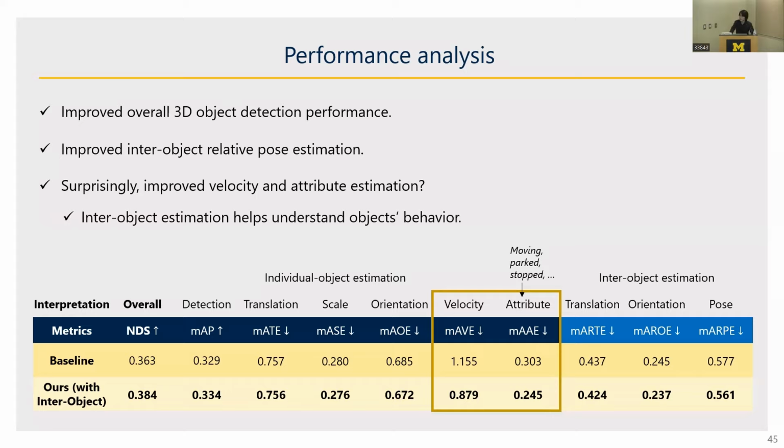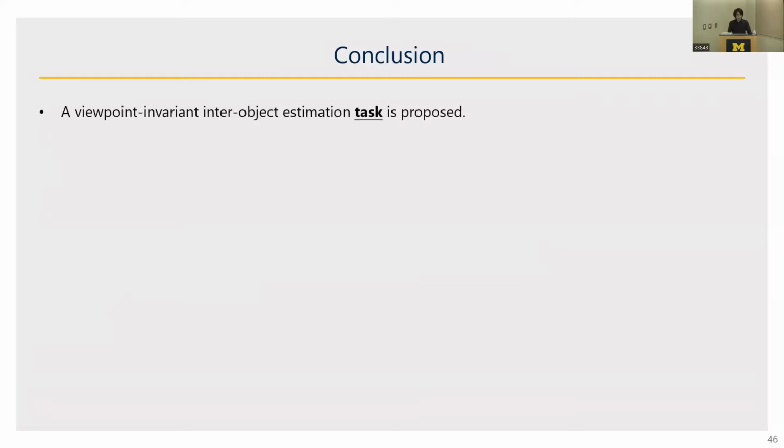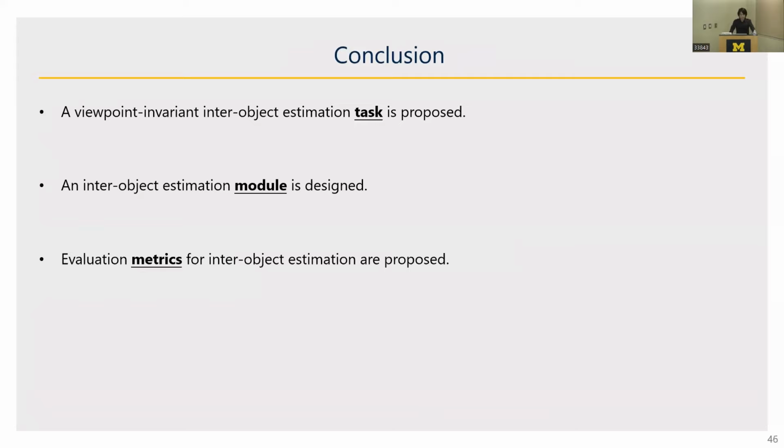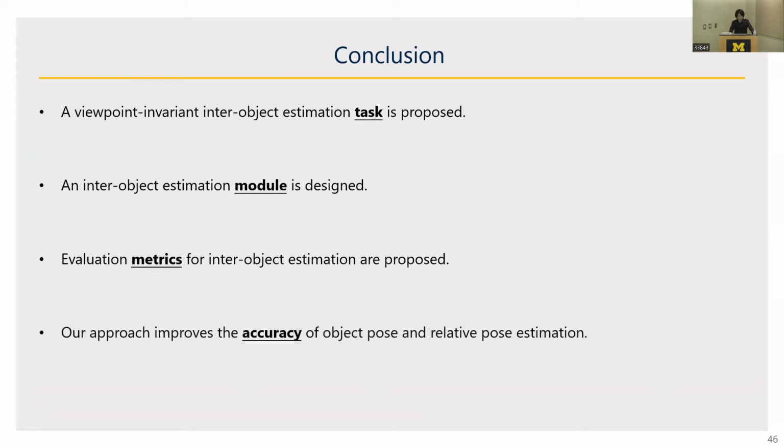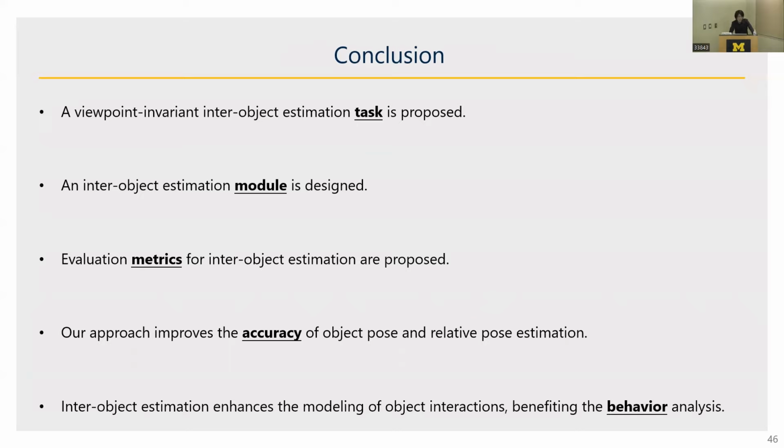So in conclusion, we propose a viewpoint invariant inter-object estimation task. And we design a real inter-object estimation module to realize it. We also propose several evaluation metrics for inter-object estimation. Our approach improved the accuracy of object pose and relative pose estimation. And surprisingly, we find that inter-object estimation enhances the modeling of object interactions, benefiting the behavior analysis.